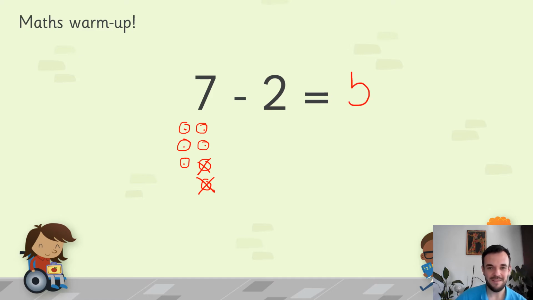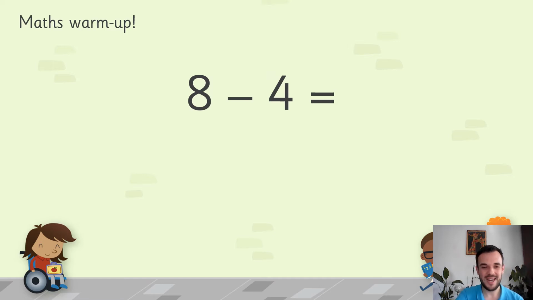Down and around and a flag on high. That's the way to make a 5. That is our answer, the number 5. 7 take away 2 equals 5. If you got that right, give yourselves a big tick. If not, go back and have another go. Let's move on to the next question.